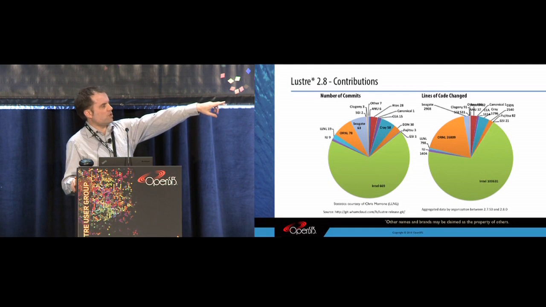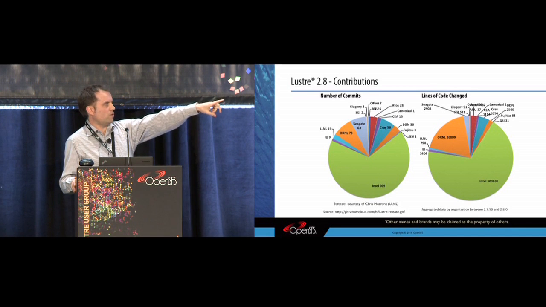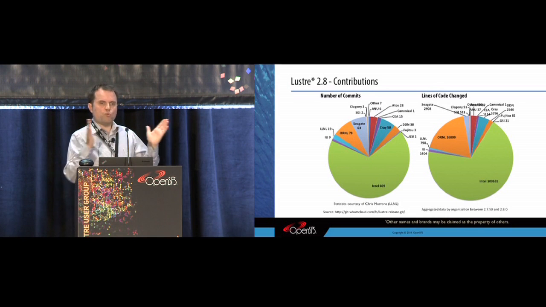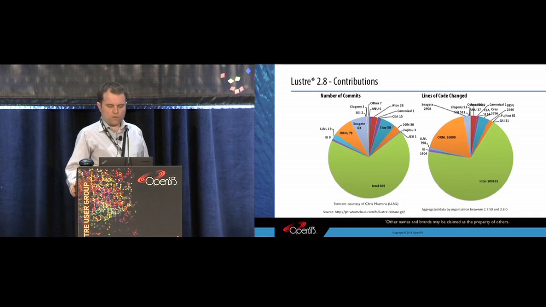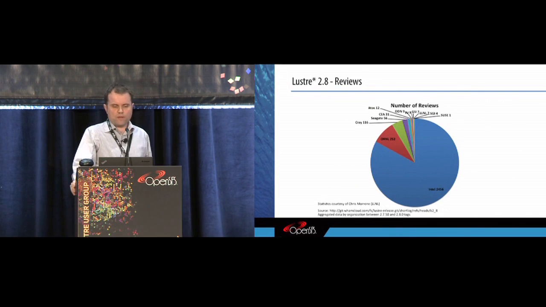The one thing that jumps out as being a bit larger is the Oak Ridge contribution on the right for the lines of code changed, a larger proportion, and this is because of James Simmons, the work he's been doing on the upstream client. It's a lot of reformatting work that's touching huge amounts of lines of code and doing those updates. So that's where the apparent discrepancy is.